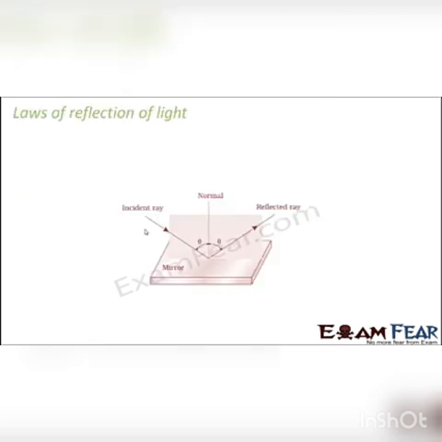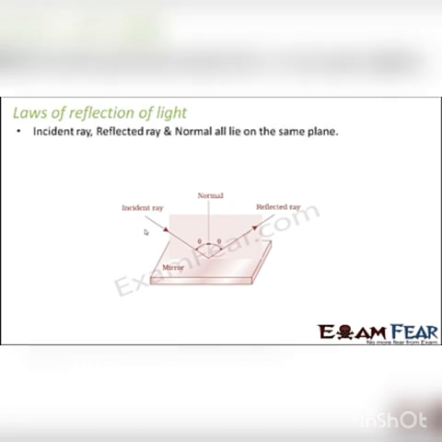So now we will try to understand the laws of reflection. Now we understood that whenever light falls on a surface, it bounces back. That bouncing back is reflection. But how exactly does reflection take place? There are certain rules, certain laws which govern the phenomenon of reflection. So let us look at the laws. There are two important laws of reflection.